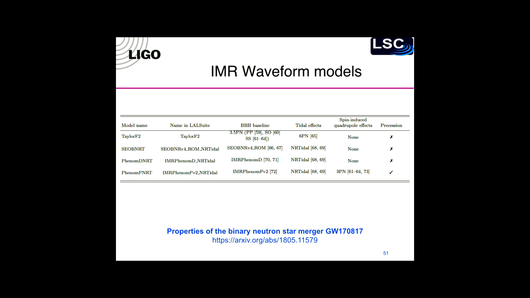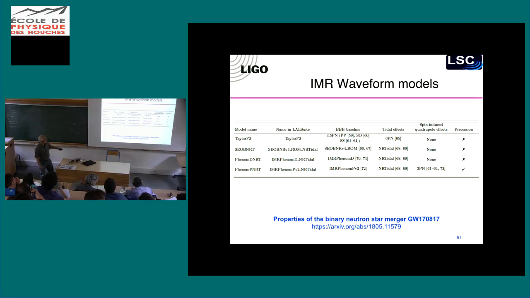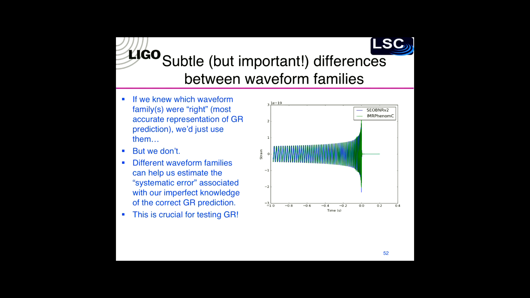Here are the ones that we use, for example, GW170817, our binary neutron star. It's SEOBNR with tidal effects beyond the tidal effects associated with black holes. Phenom D is sort of an evolution of Phenom ABC. Phenom P is precessing, so only one of these includes precession. There's a new one called SEOBNR version 3, which includes precession. It's very, very slow to compute.